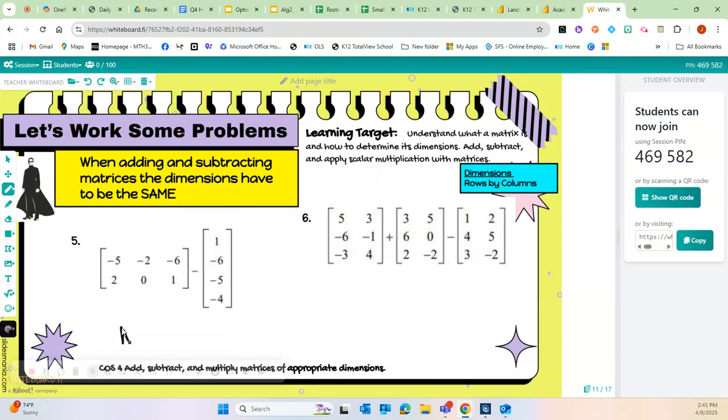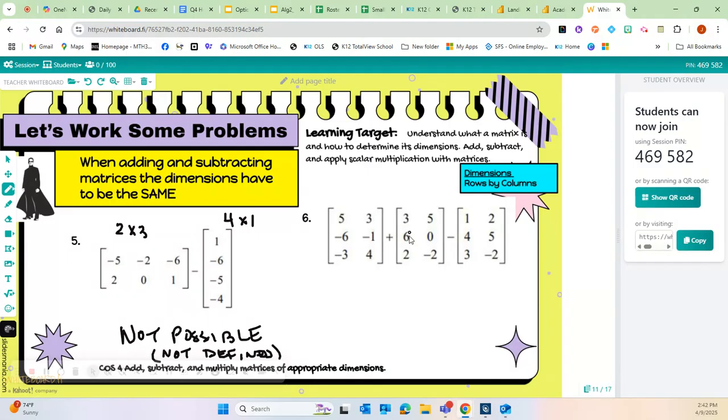Number 5 is not possible, and sometimes they'll throw one of these in. Sometimes instead of saying not possible, it might say not defined, which just means you can't do it. This first matrix has 2 rows and 3 columns, and the second matrix has 4 rows and 1 column. So remember, you can't add or subtract matrices by definition unless they have the same dimensions. Sometimes they might trick you and ask you to add or subtract, but as long as the dimensions are different, that means it's not possible.